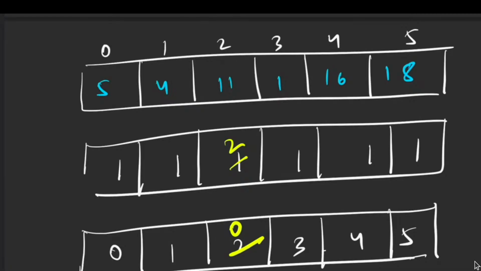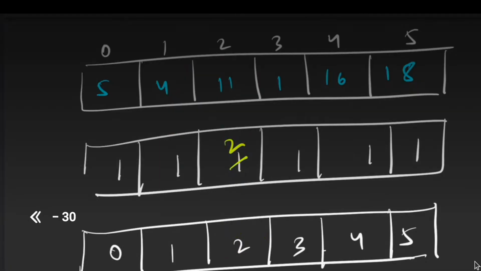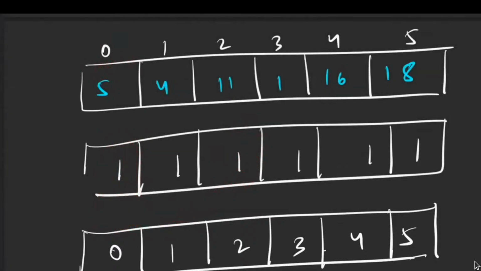Now let's move. So we are at 11, it was 2. Now we are at 4. 4 had 1, so 1 plus 1 would have been 2. You can update it or you cannot. It's still the same value.